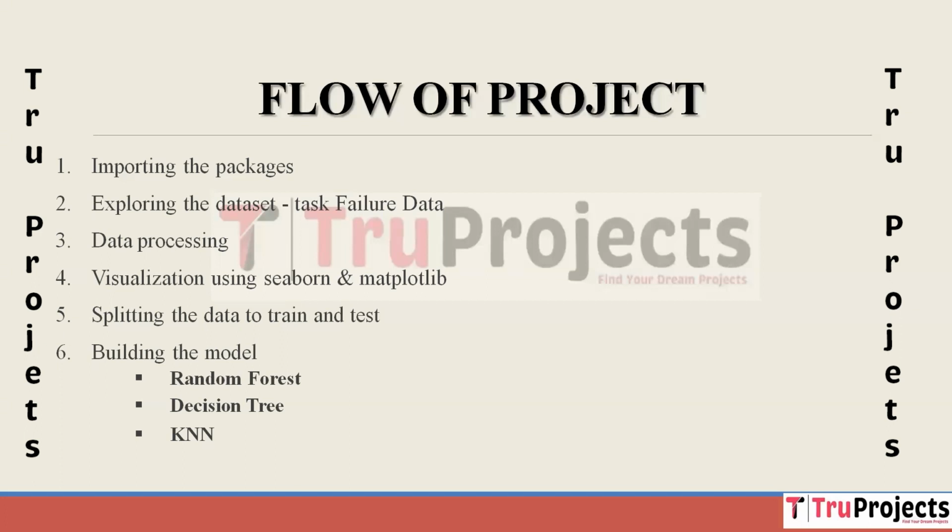KNN, k-nearest neighbor, an instance-based learning algorithm, classifies data points based on similarity to nearby data points. It assists in identifying task failures by finding the most similar historical instances in the dataset.